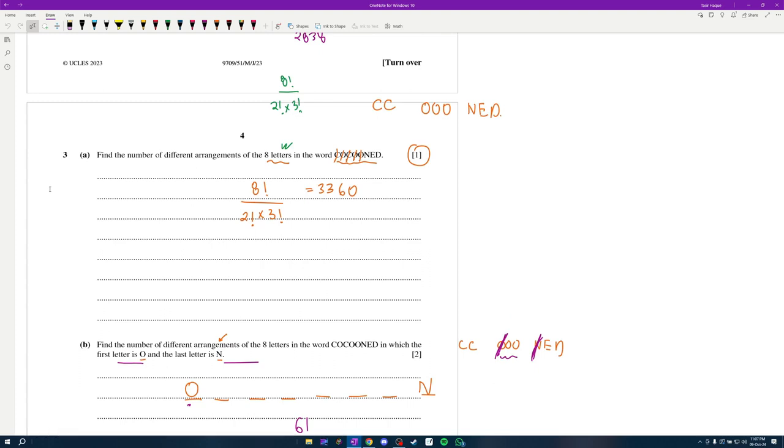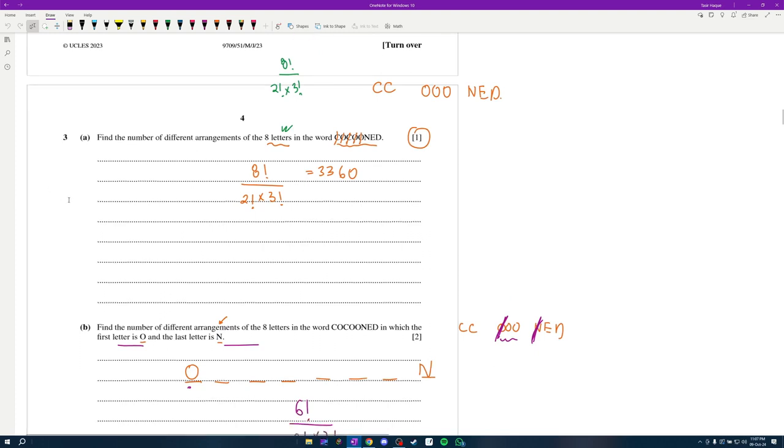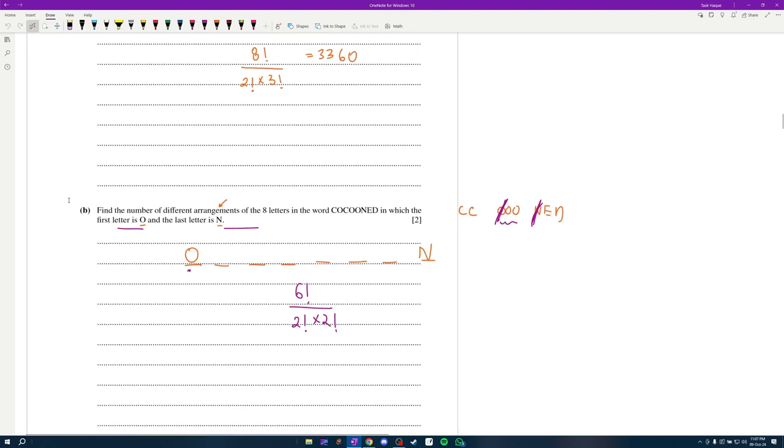So 8 factorial divided by 2 factorial for the C's and 3 factorial for the O's. Find the number of different arrangements in which the first letter is O and the last letter is N. Okay, fine. So we keep the first letter as O and the last letter as N. So in between we have 6 letters now, out of which there are 2 C's and 2 O's. So it's going to be 6 factorial divided by 2 factorial times 2 factorial.